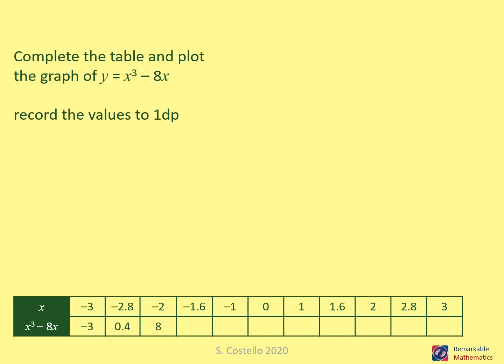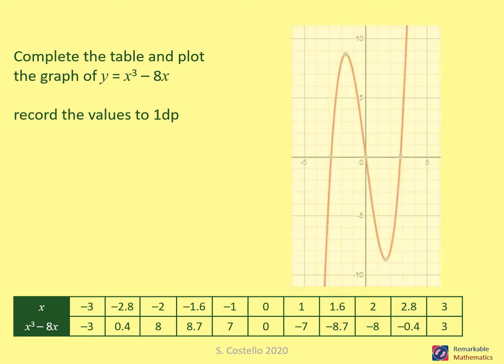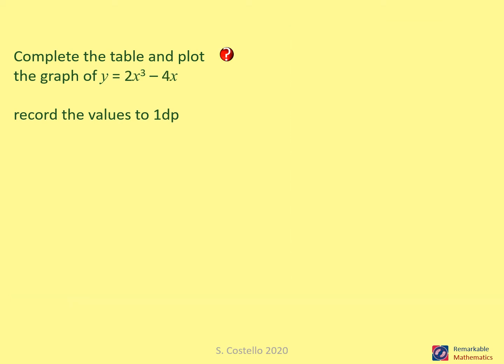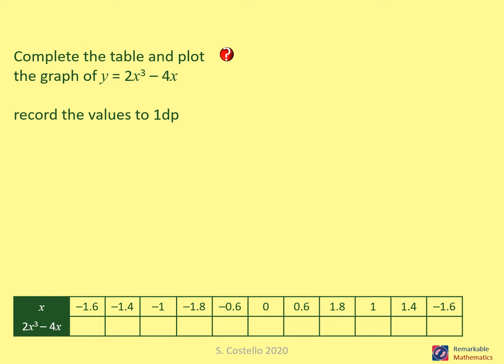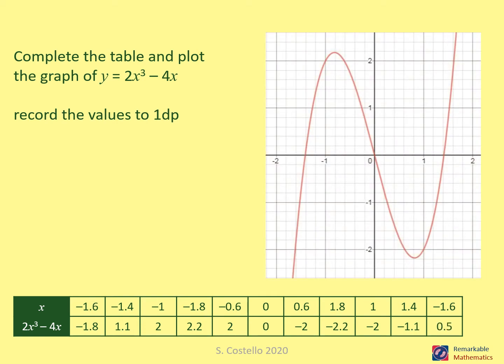So there's our values in the table. And there's the graph. It should look similar to that. And same again, copy out a table, complete the table of values, again recording at one decimal place. Once you've done that, plot the graph. So pause the video, do that, and then come back afterwards. Right, there's the values. And there's the graph.